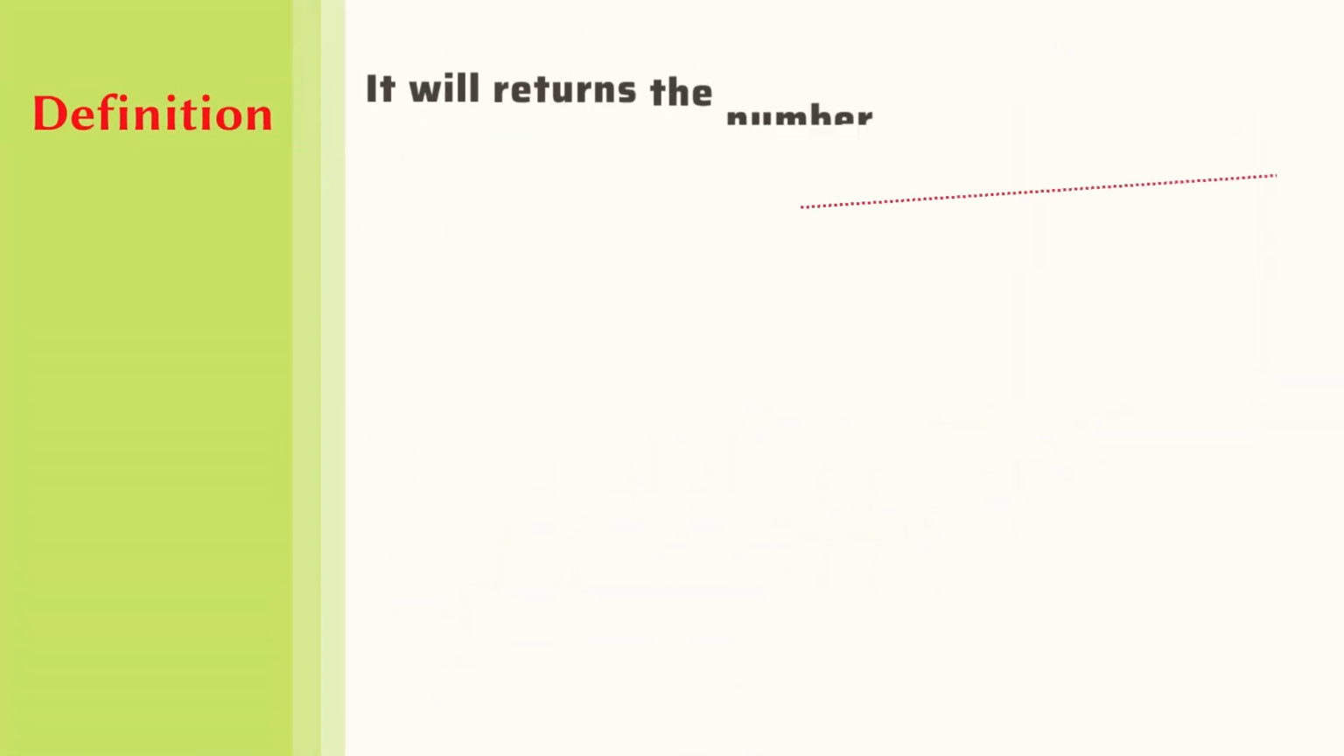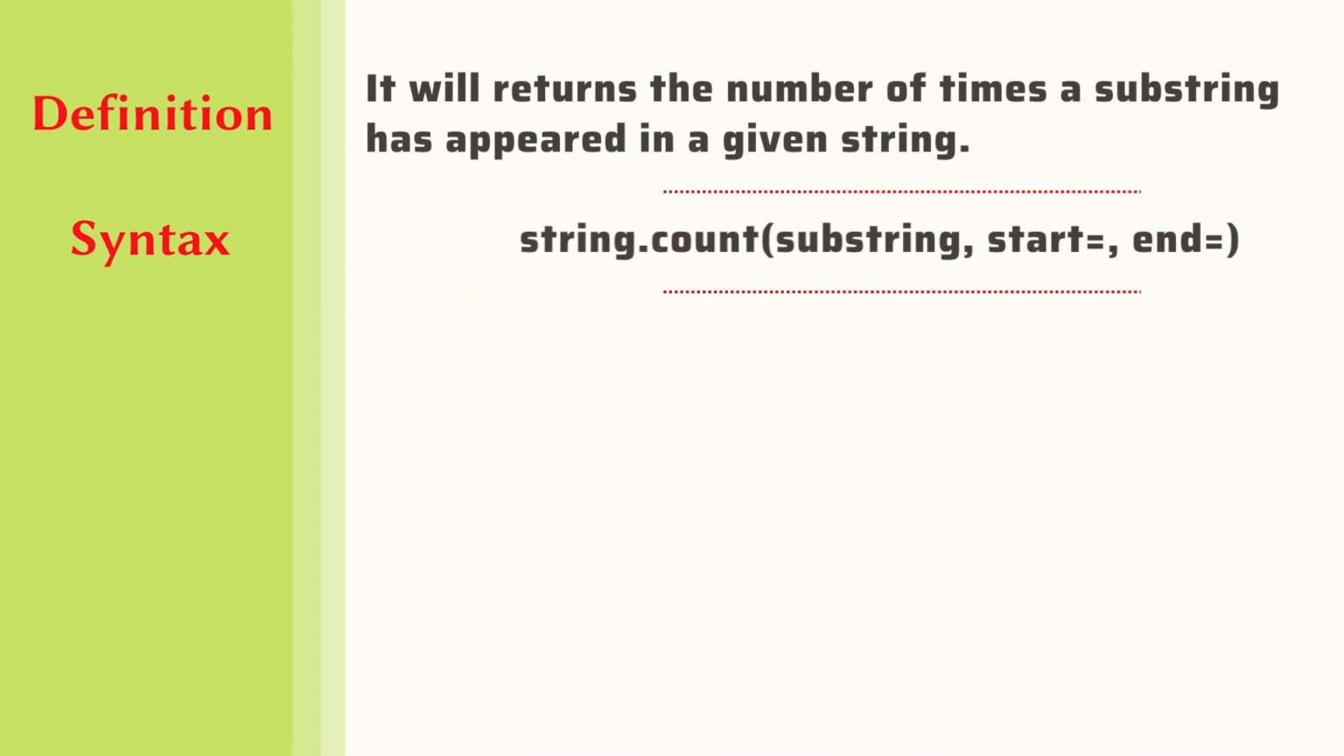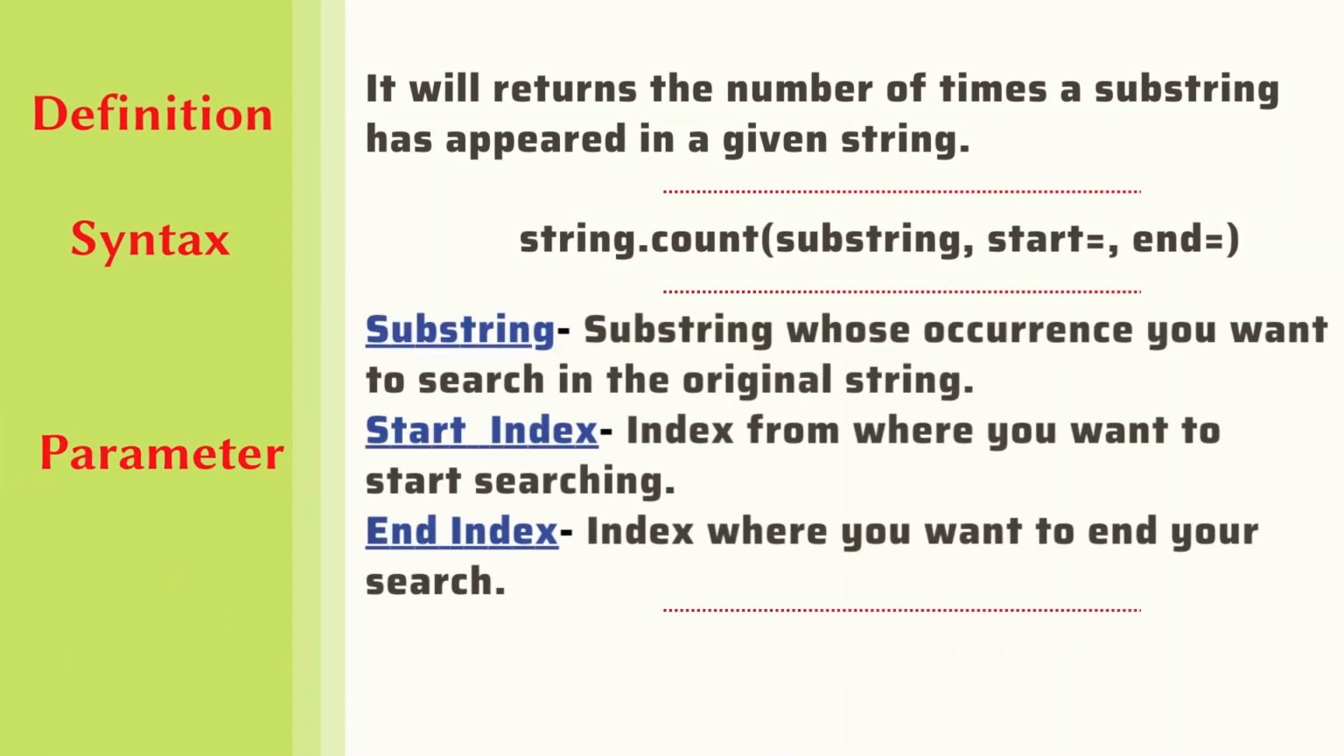This function returns the number of times a substring has appeared in a given string. That is, it will return the count of occurrence of a substring in a string. The syntax of this method is string.count and has three parameters: substring, start index and stop index. The first parameter is substring, which is the string whose occurrence you want to search in the original string. The second parameter is the start index, which is the index from where you want to start searching. And the third parameter is the end index, which specifies the index where you want to end your search.